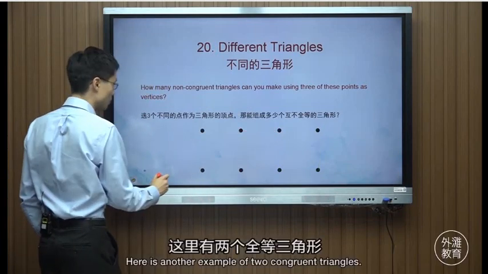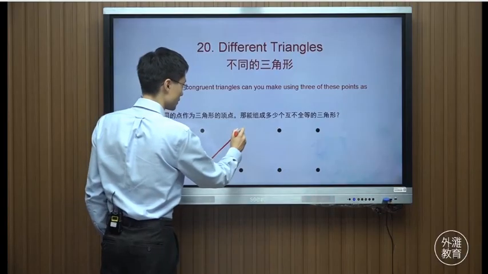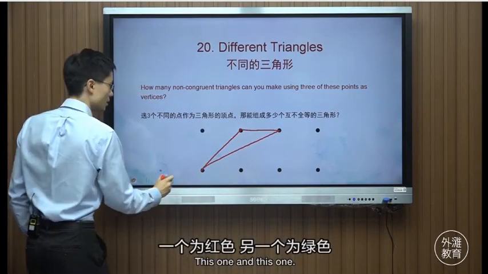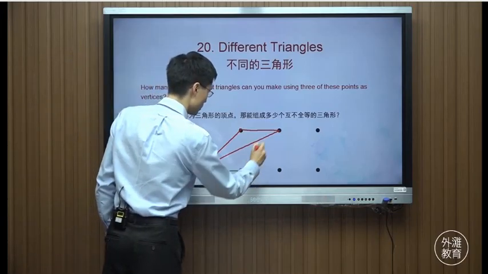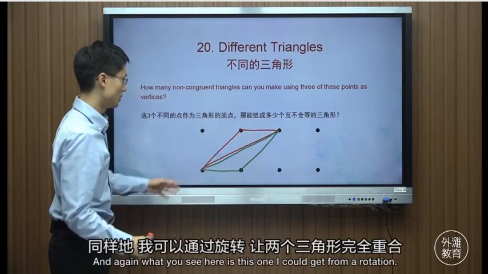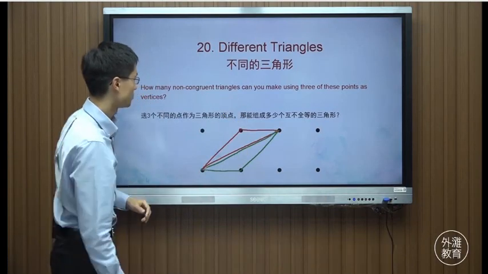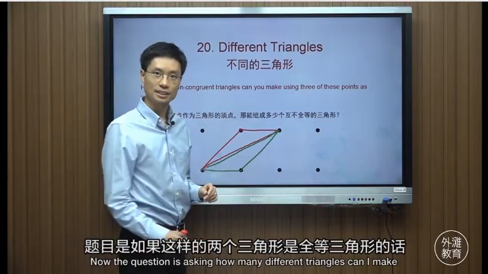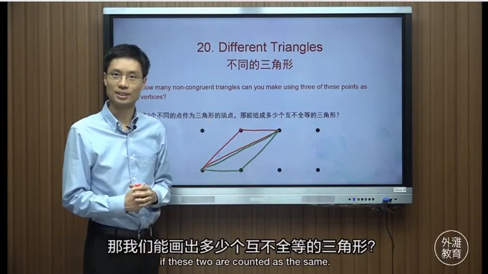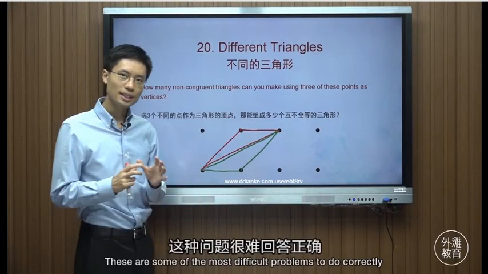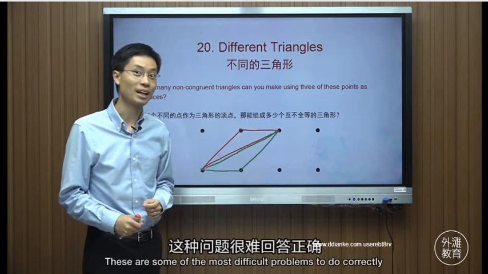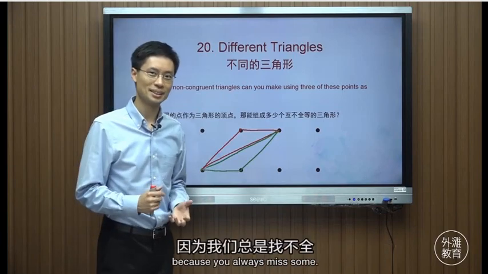Here's another example of two congruent triangles. This one and this one. And again, what you see here is this one I could get from a rotation. Now, the question is asking, how many different triangles can I make if these two are counted as the same? These are some of the most difficult problems to do correctly because you always miss some.